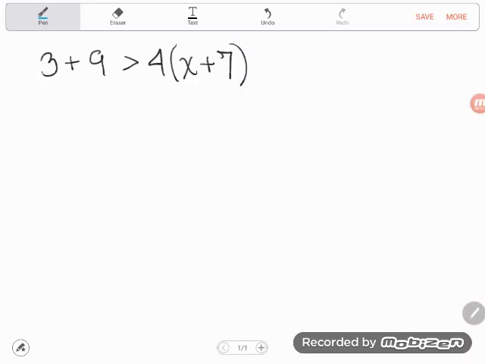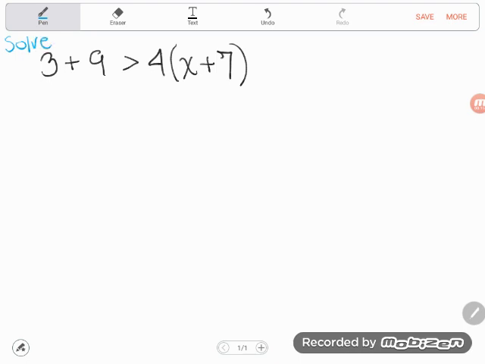Hey GED students, Ashley on Facebook is struggling with some of these funky looking inequalities. So let's take a look at this. Directions are solve. So I'm supposed to get the letter alone.